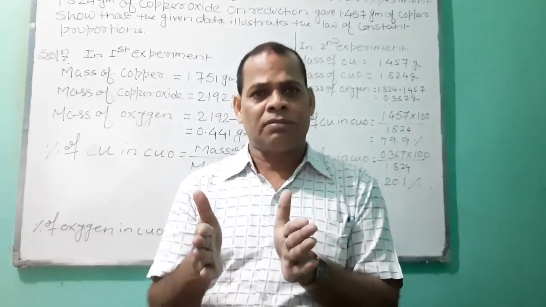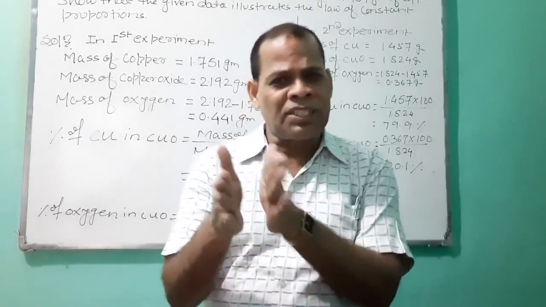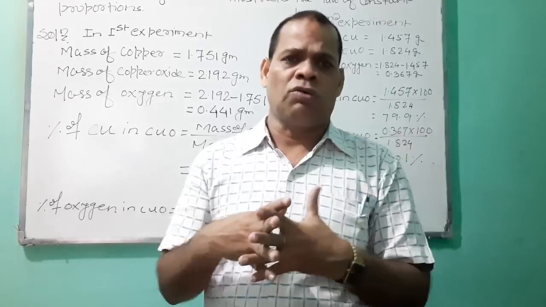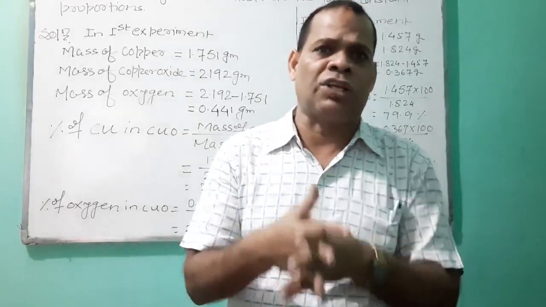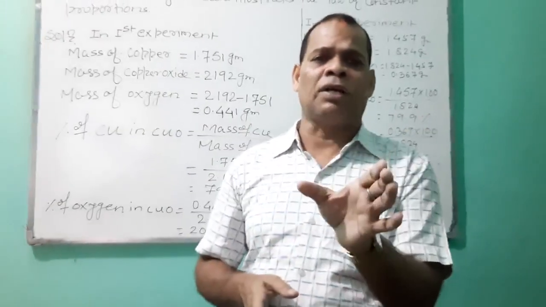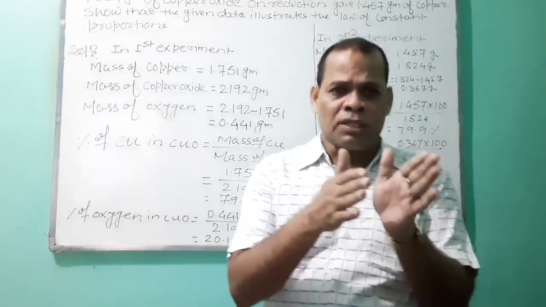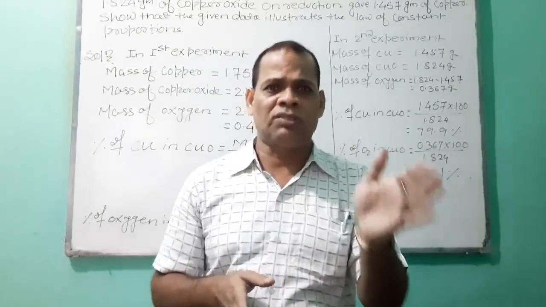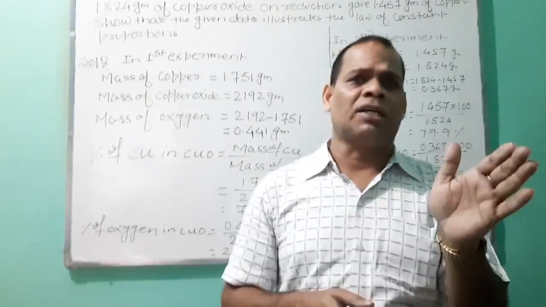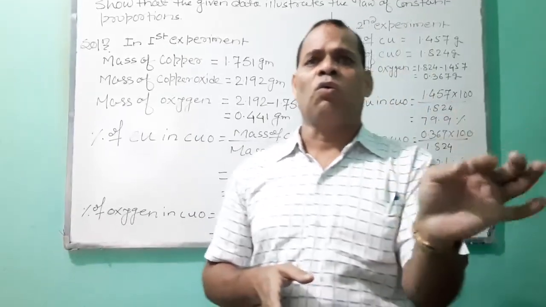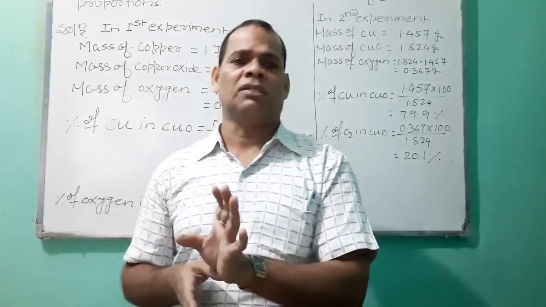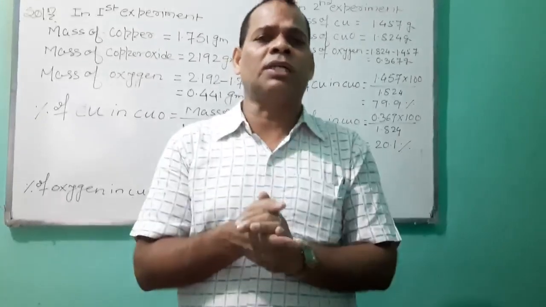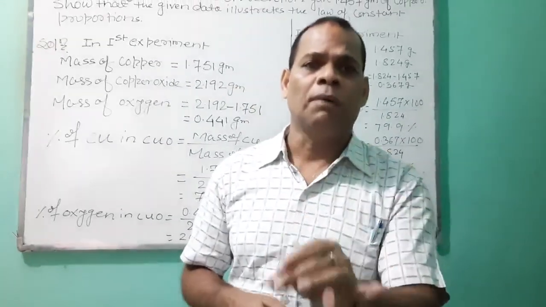Not only is the element fixed, but the ratio by mass is also fixed. In all the samples, hydrogen and oxygen are in the ratio of 1:8 by mass. So this is the law of constant proportion.